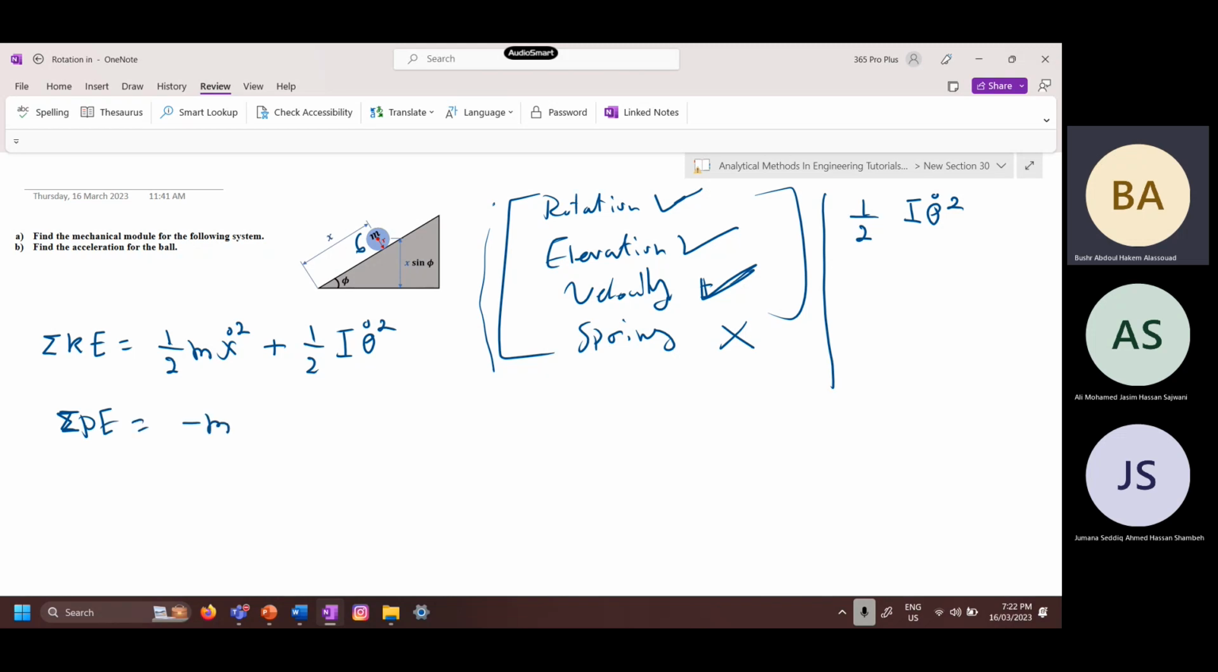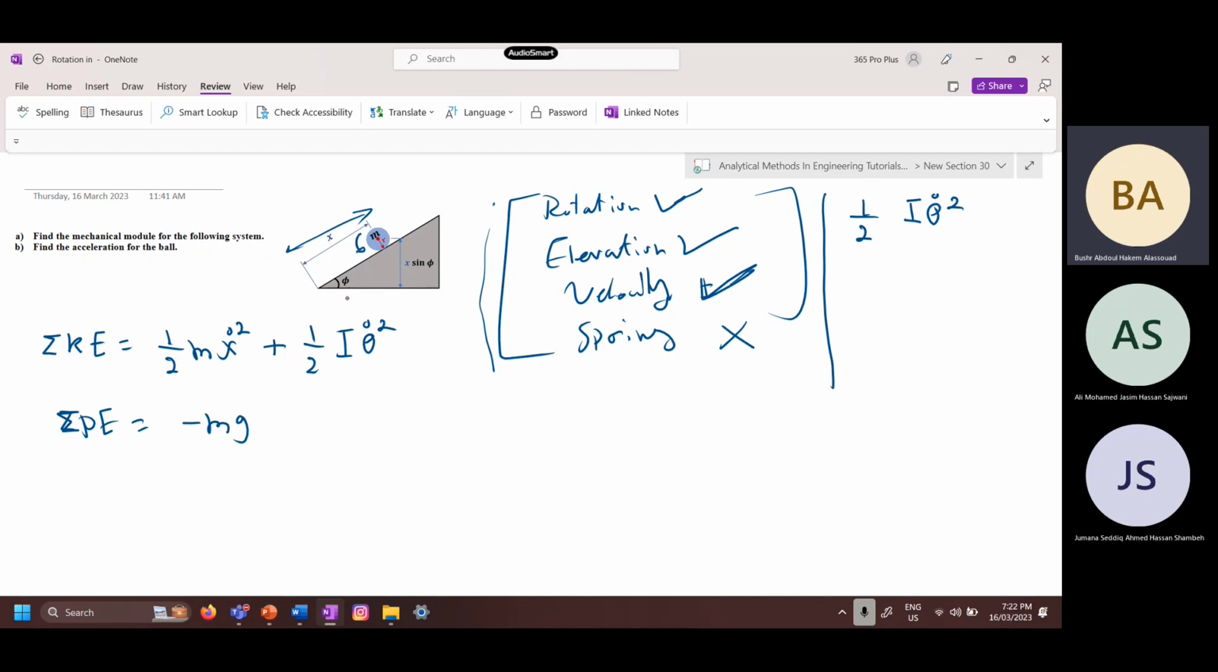As for the potential energy, you can say m g, and this elevation here is basically this length times the sine of this angle.